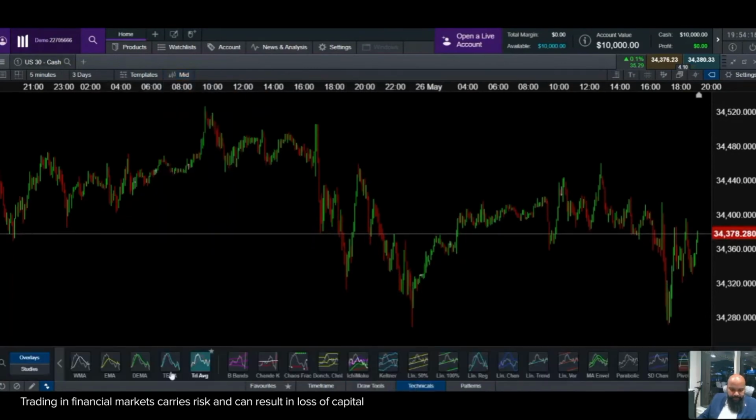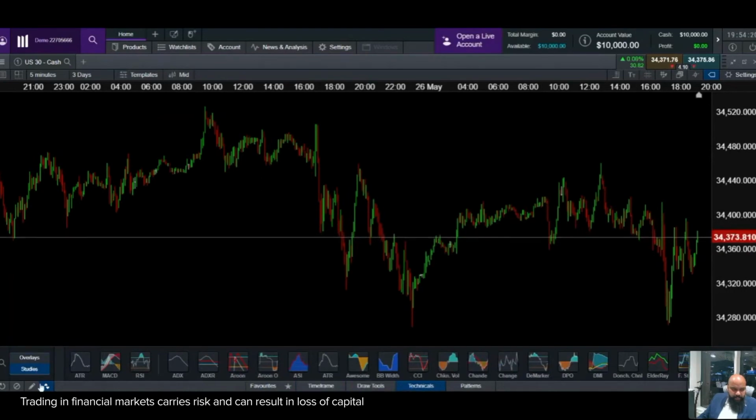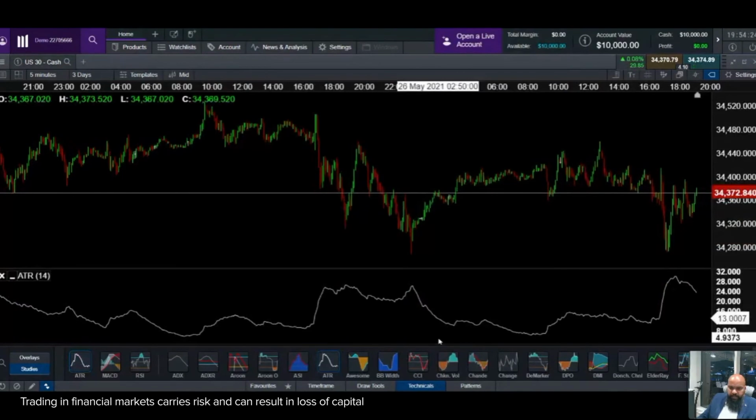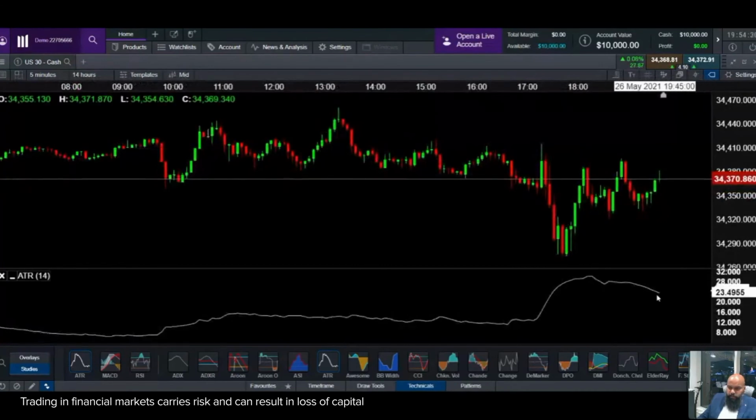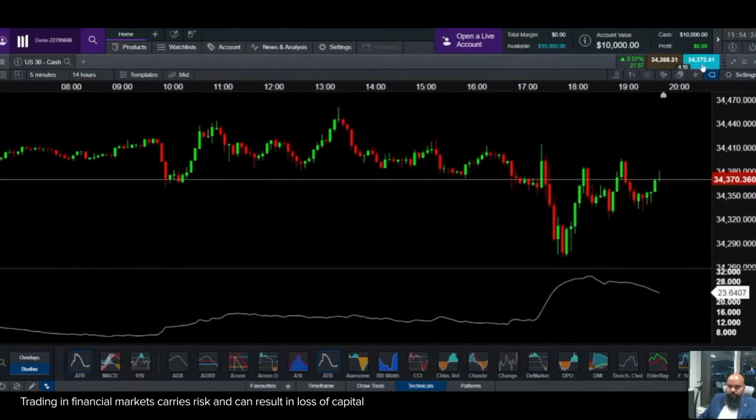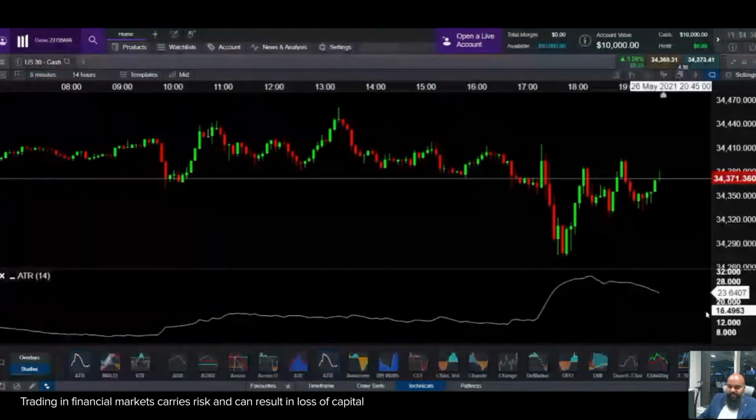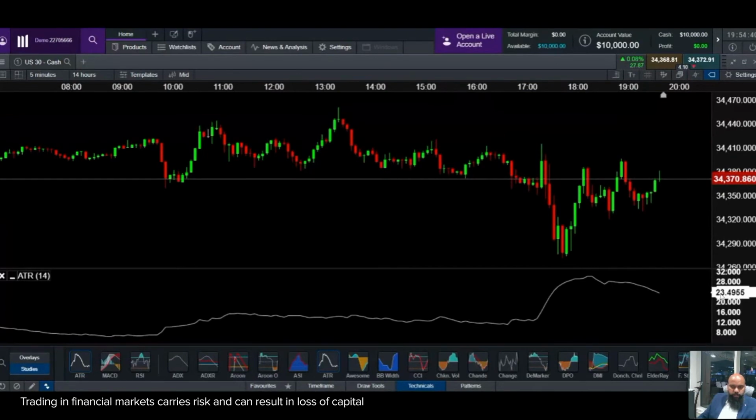I'm going to implement ATR. You get ATR in your technicals, and when you go to studies, there is ATR here. I'm just going to click on ATR. It opens up your ATR down below over here. Now, what does an ATR do? ATR basically shows how many dollars this particular instrument can move on a 5-minute time frame. In 5 minutes, this instrument can move $23.